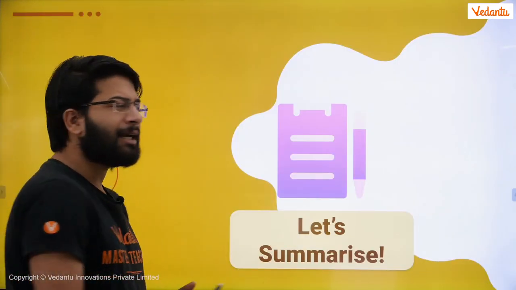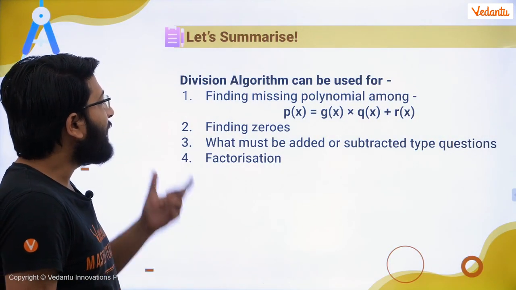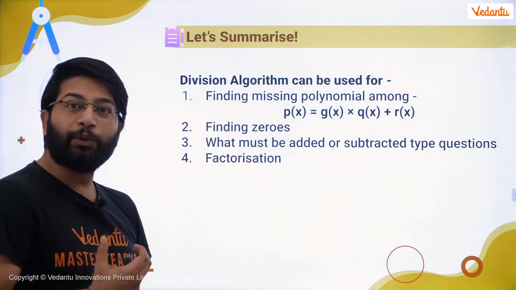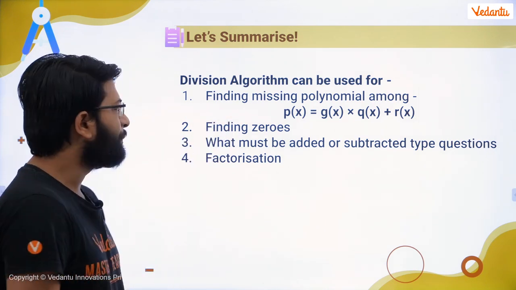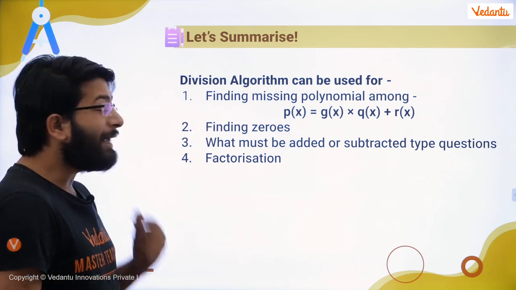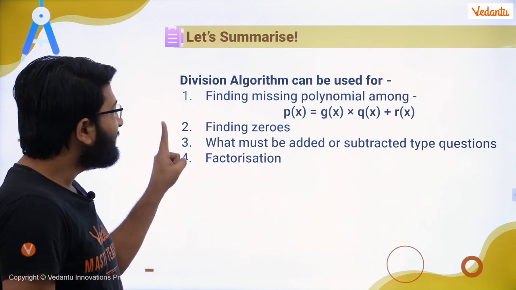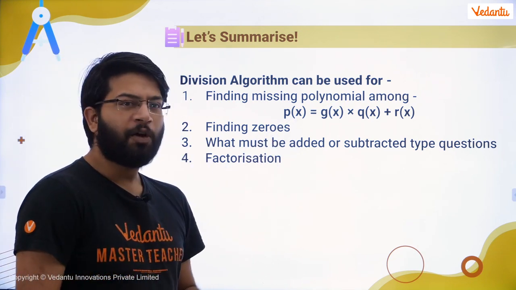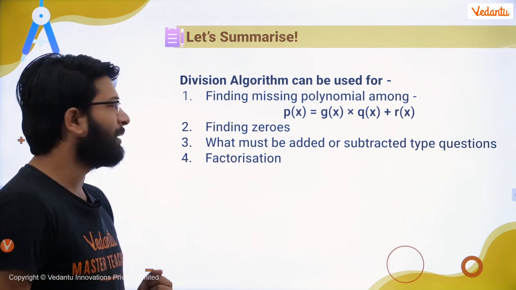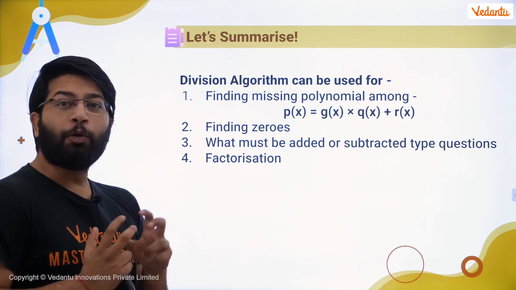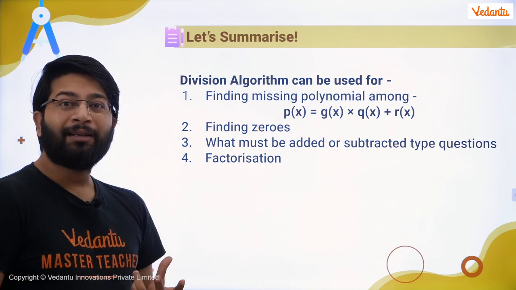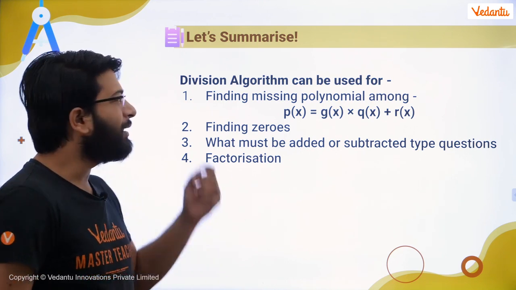So now champ, let's summarize our class. In this class we have seen how to use the division algorithm in order to find the missing polynomial by using the Euclid division algo also. How to find the zeros of a bi-quadratic or cubic polynomial also, that we have seen. A very excellent question, that what must be added or subtracted from a polynomial in order to make it exactly divisible by another polynomial. And in the last, we have seen how to factorize any cubic polynomial, or we can also factorize any bi-quadratic polynomial with the help of division algo.